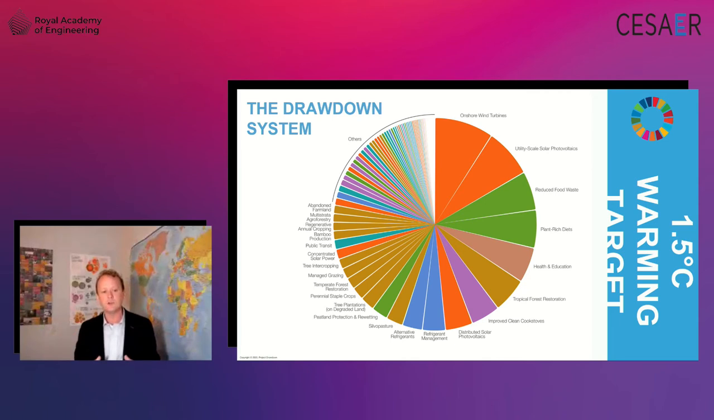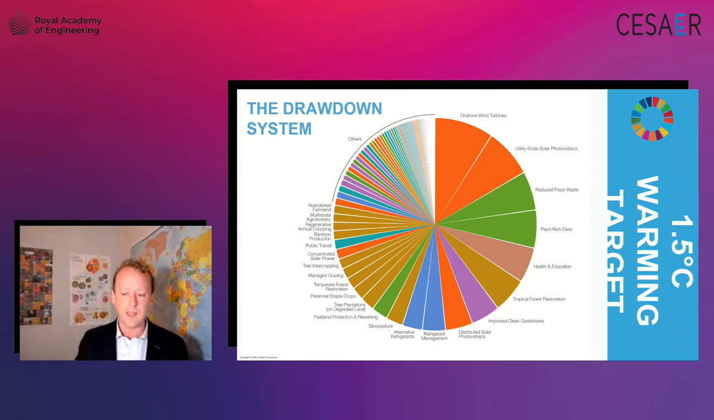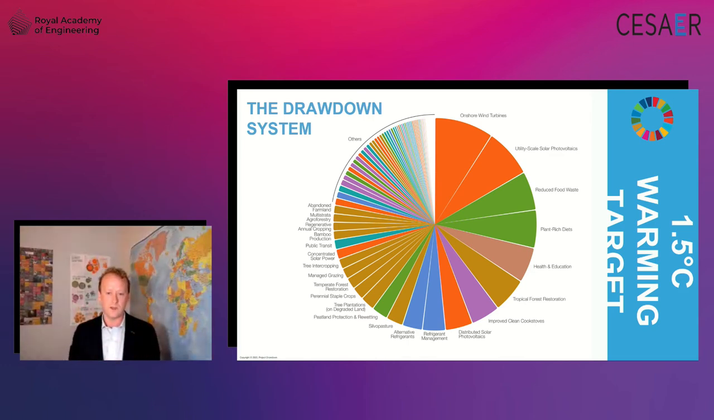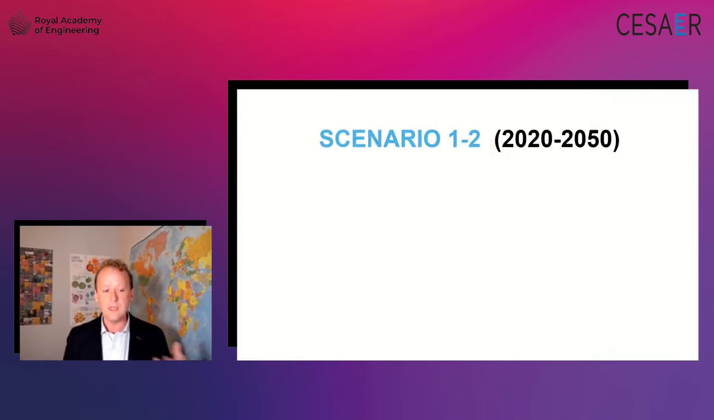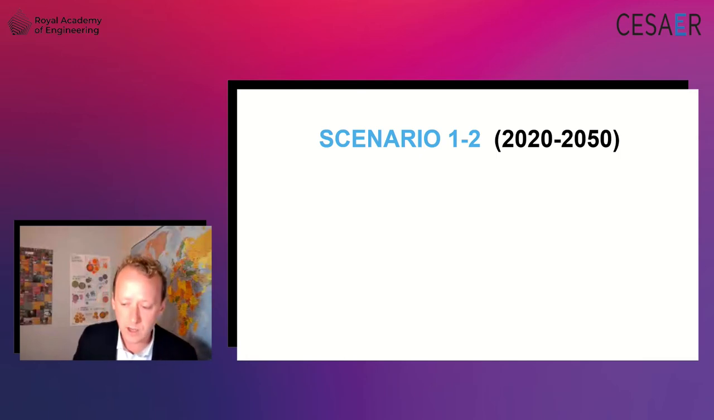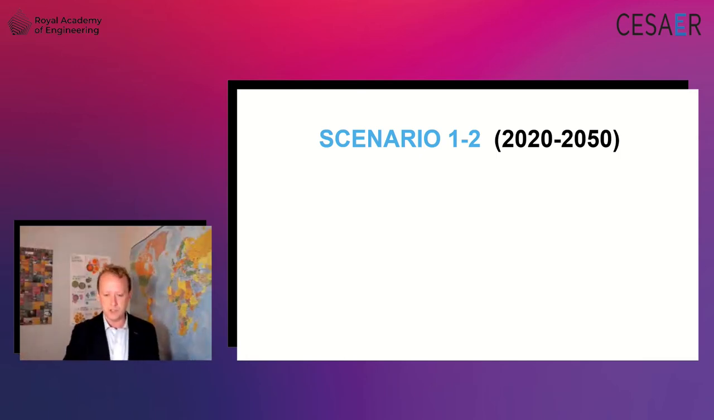It is possible to achieve through a drawdown system. Here is the composition of the solutions that are readily available, exist today, economically viable, scientifically valid, currently scaling, that are going to get us on that 1.5 degrees Celsius warming target. You see the top 25 take the lion's share of impact, but we need all 82 solutions, and we want these solutions whether or not global warming was even a problem, because they all have those cascading benefits to human and planetary well-being.